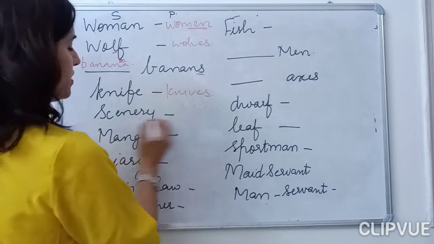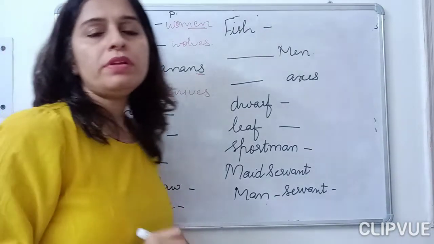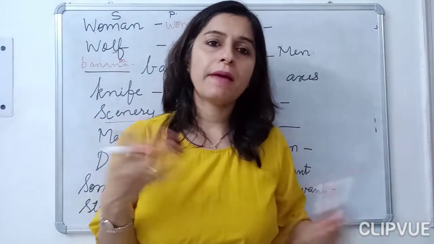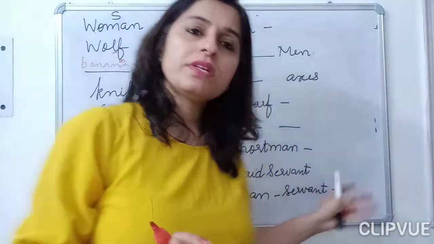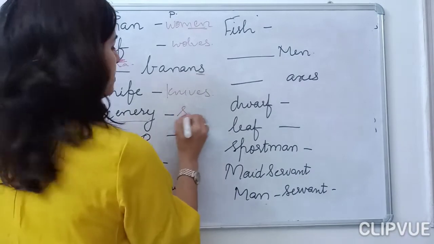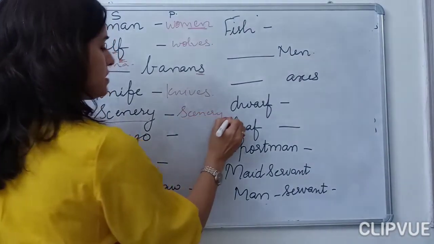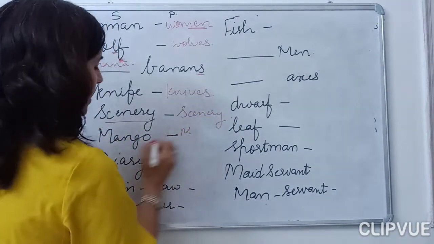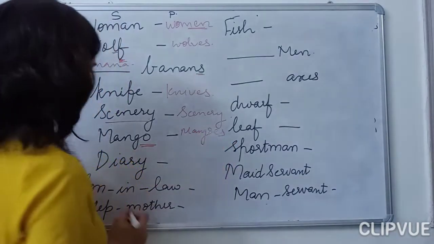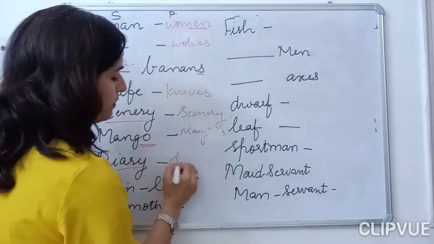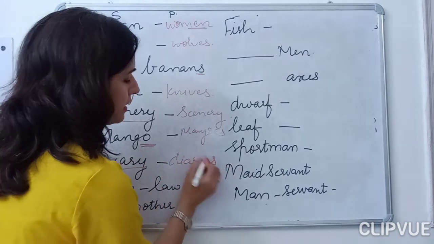Scenery, children, is an abstract noun, like you can just feel the beauty of nature. So scenery will remain as scenery only. Mango, ending with O, will be written as mangoes. Diary will be written as diaries.